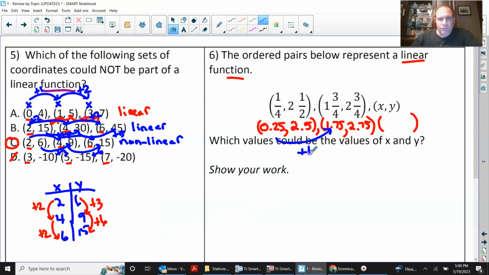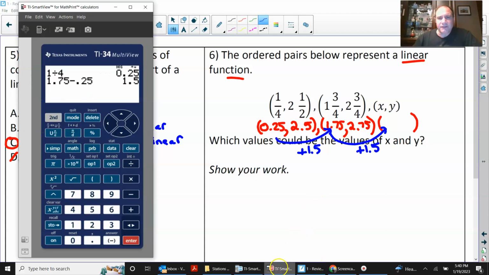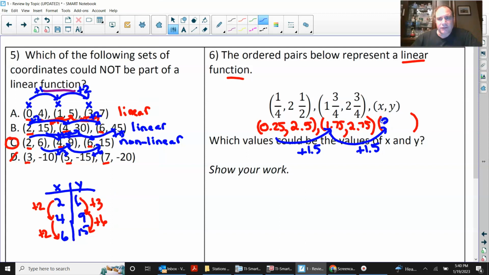And this is 1.5. So that means the next x, since it's linear, must be from 1.75, and you have to add that 1.5 to it. And let's see what that comes out to be. It's 3.25. Now let's figure out the y's. Remember, they already told you this is linear.